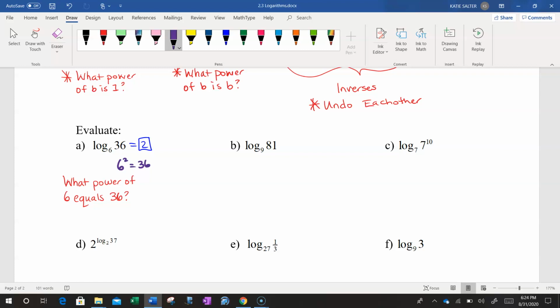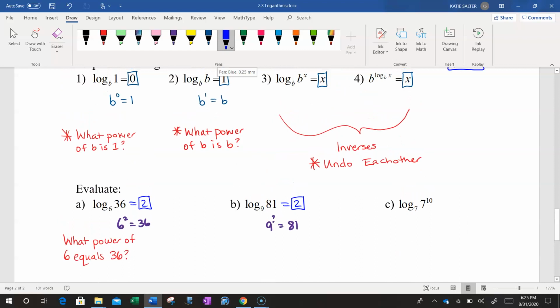So the next one, same thing. 9 to what power equals 81? Well, that's also 2, because we know that 9 squared is equal to 81. All right, so this one is actually that property that we were just talking about above. Anytime you take an exponential expression, and you substitute it into a logarithm, and the bases are the same, they undo each other. So whenever you see something like this, it's like they cancel each other out, and the answer is just 10. So the logarithm undoes the exponential, and we're just left with 10.